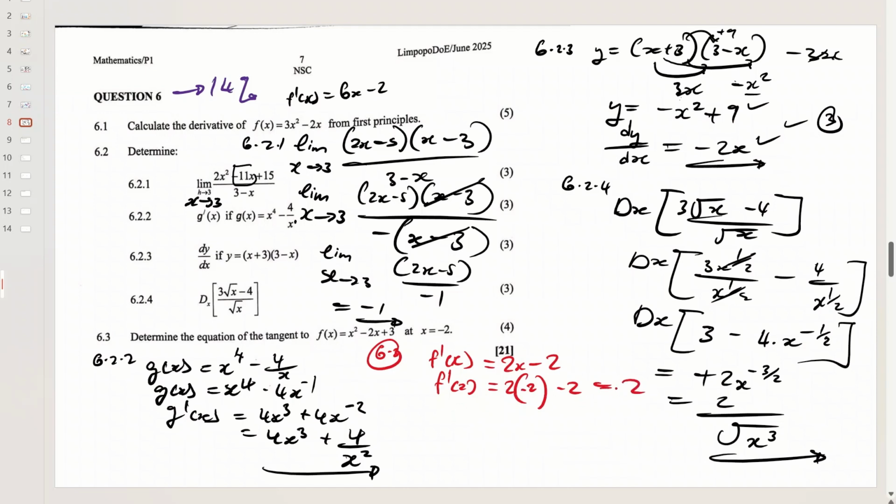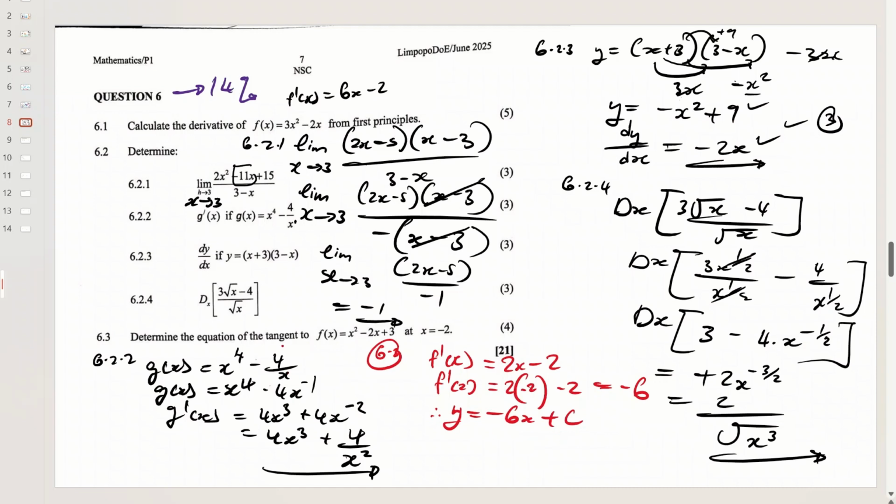So now, without wasting time, this will give you not 2, but negative 6. Let me see. 4 times negative 2, this will give you 2 times negative 2. That will give you negative 4 minus 2. That's 6, 4, 5, 6. Negative 6. So therefore, your y is going to be negative 6x plus c.